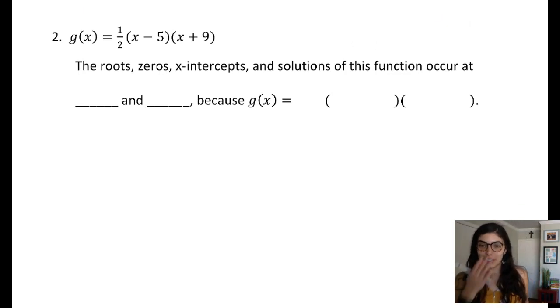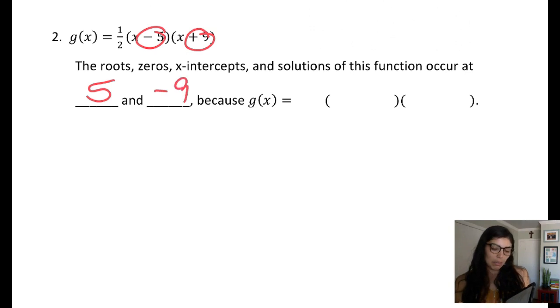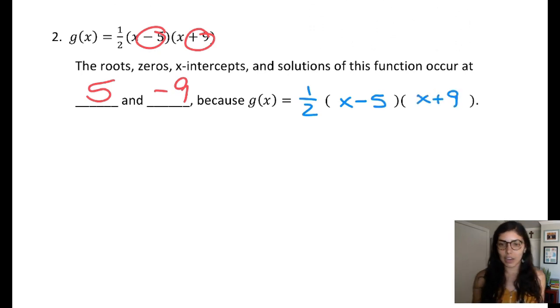That was enough time to pause your video. So now that you've unpaused it and you've tried it, let's see how you did. The second function, g of x, is equal to 1/2 times (x minus 5) times (x plus 9). The roots, zeros, x-intercepts, and solutions of this function occur at positive 5 and negative 9 because of the intercept form, or factored form, that we see right there. That's exactly where the roots, zeros, x-intercepts, and solutions are, where this graph will cross the x-axis for each one of these functions.